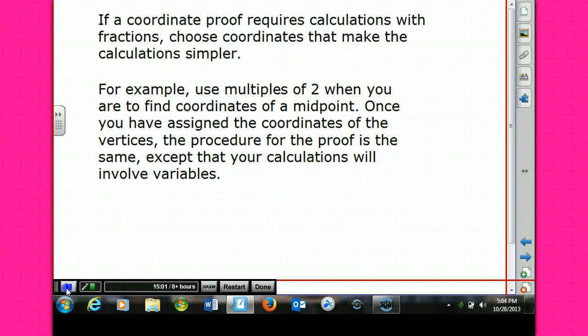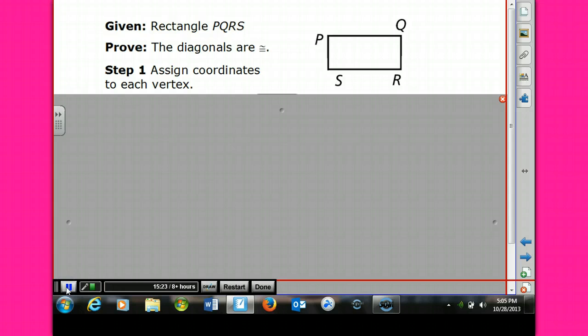If a coordinate proof requires calculations with fractions, choose coordinates that make the calculations simpler when you can. For example, use multiples of 2 when you are to find the coordinates of a midpoint. Once you have assigned the coordinates of the vertices, the procedure for the proof is the same, except that your calculations will involve variables. Okay, let's jump to this proof.